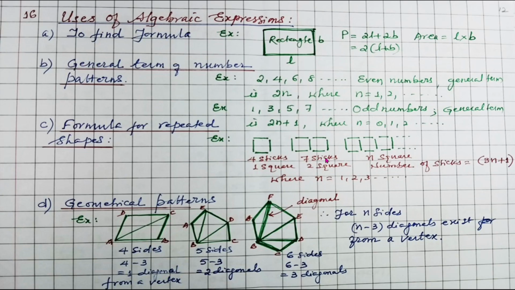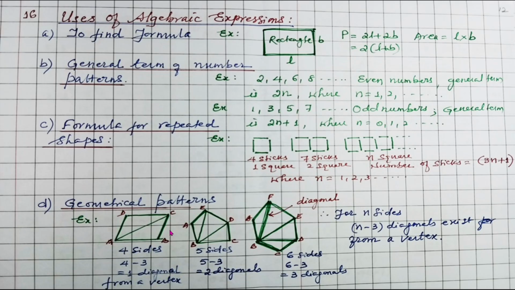3 into 1 is 3 plus 1 is 4, 4 sticks, so 1 square will get 4 sticks. 2 squares, 3 into 2 is 6, 6 plus 1 is 7 sticks, n is 3, 3 into 3 is 9 plus 1, 10. So therefore we can also write the formula for repeated shapes. Remember that. Now instead of n is equal to 3, if I take n is equal to 4, then it will be 4 into 3 is 12 plus 1, that is 13. So 4 squares will have 13 sticks. So that is how we can generalize the formula for repeated shapes also.